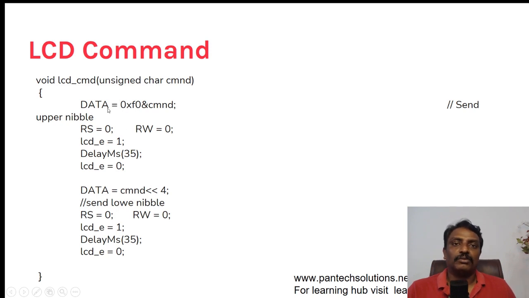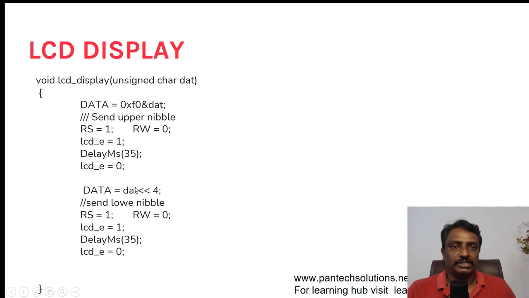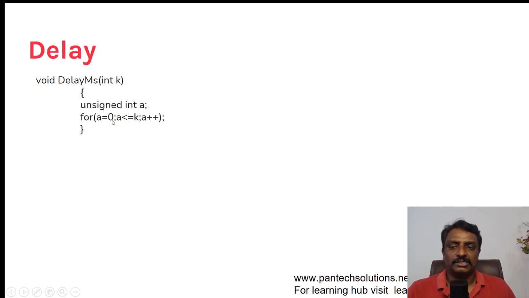Data is assigned to port 0. So this is for sending the command. For display, you just copy this same thing and paste it here, and you get LCD data. For data, just modify RS equals 1 here. The rest of the code is the same. And this is just for a delay. If you give 100, it will give you a delay in milliseconds.